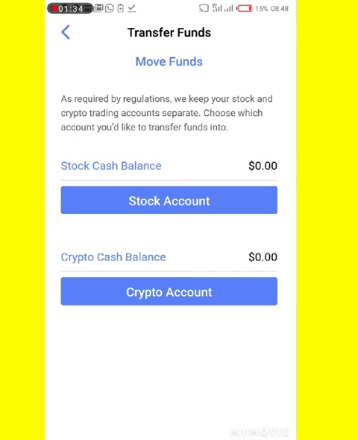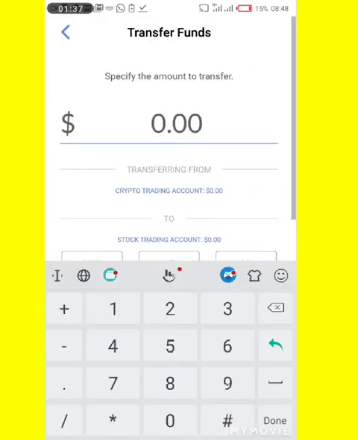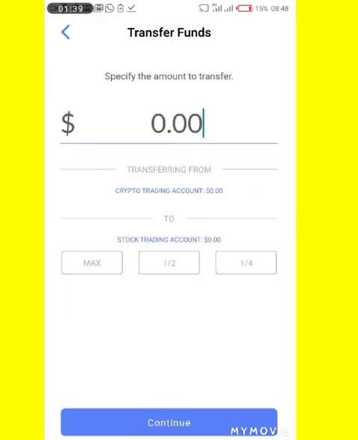So let me just click on this and see what happens. It says specify the amount to transfer. We just enter the amount you want to transfer. Assuming you have up to 3 Bitcoin, just enter 3 Bitcoin that you want to transfer. If you check here, it says transferring from crypto trading account to stock trading account. I don't know if you understand this here. So just enter, assuming I have 50 Bitcoin, 2 Bitcoin, 3 Bitcoin, just enter 3 Bitcoin in US dollars.